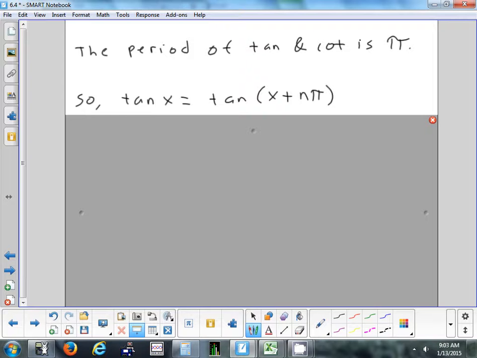Right, so this is the periodic property for tangent. If you take the tangent of an angle, or you take the tangent of that angle plus any integer multiple of pi, it comes out the same.